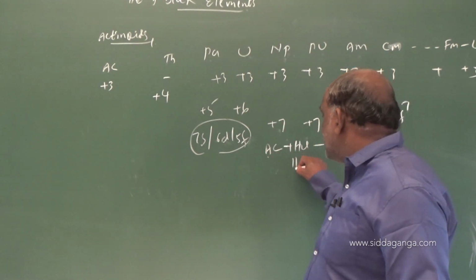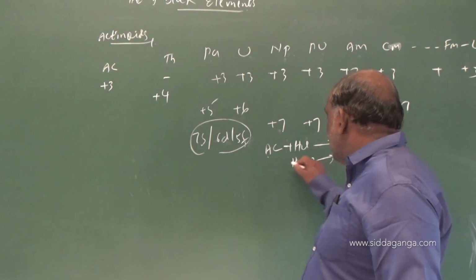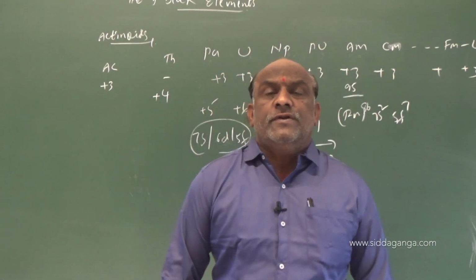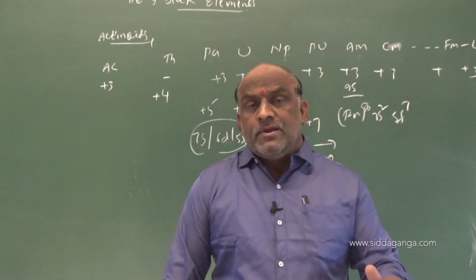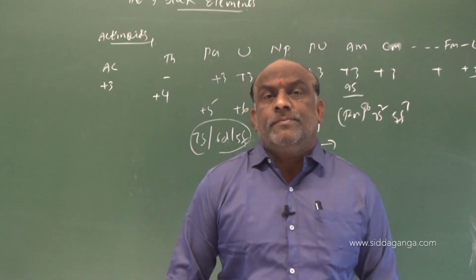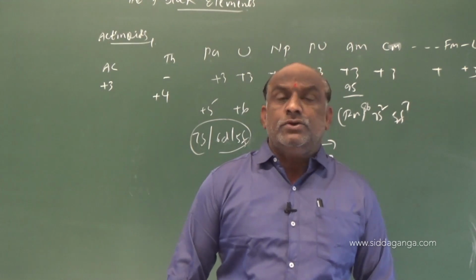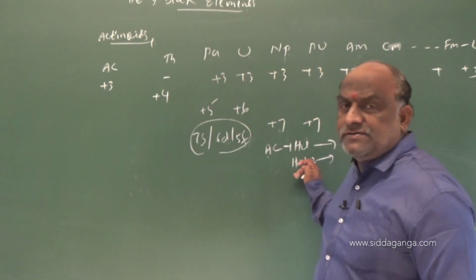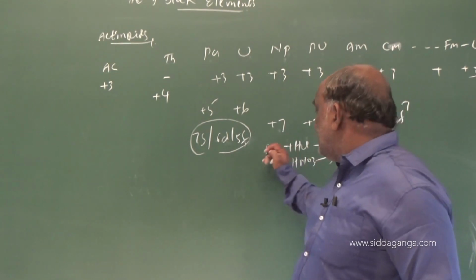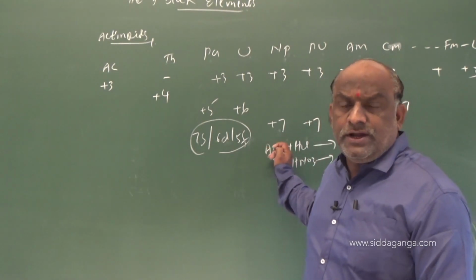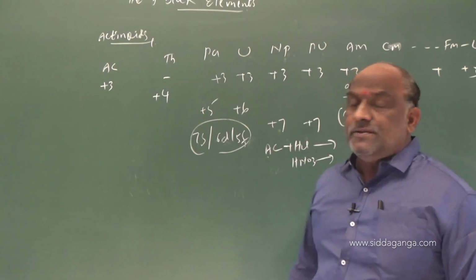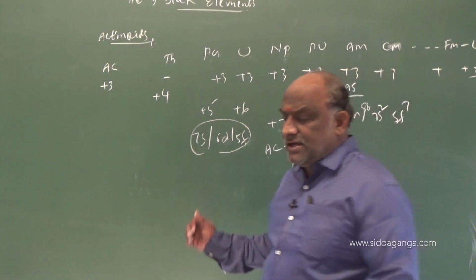Some elements react only with nitric acid, because some elements can form an oxide layer. You know that passivity. Due to passivity, not all the elements react with nitric acid. So mostly the elements react with hydrochloric acid, but a few elements react with nitric acid. So these are the properties of actinides.